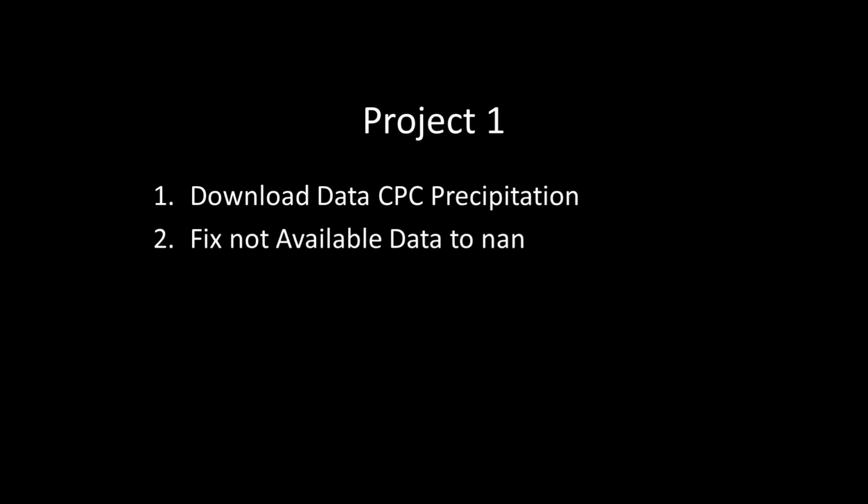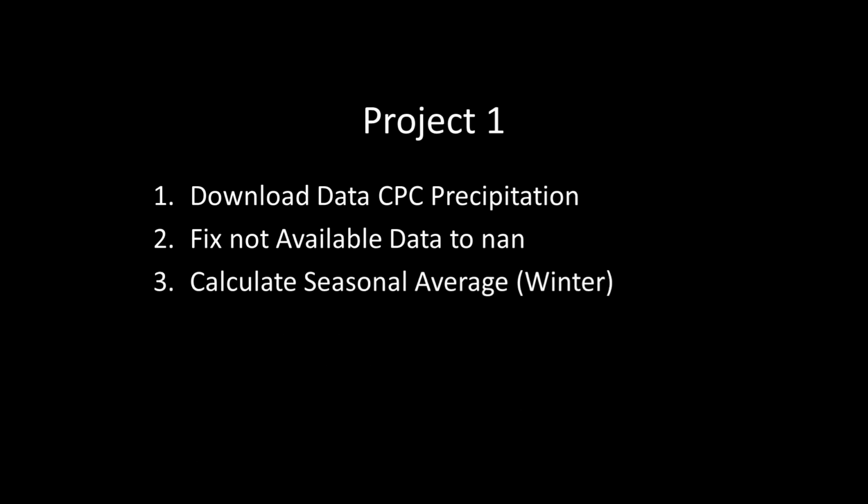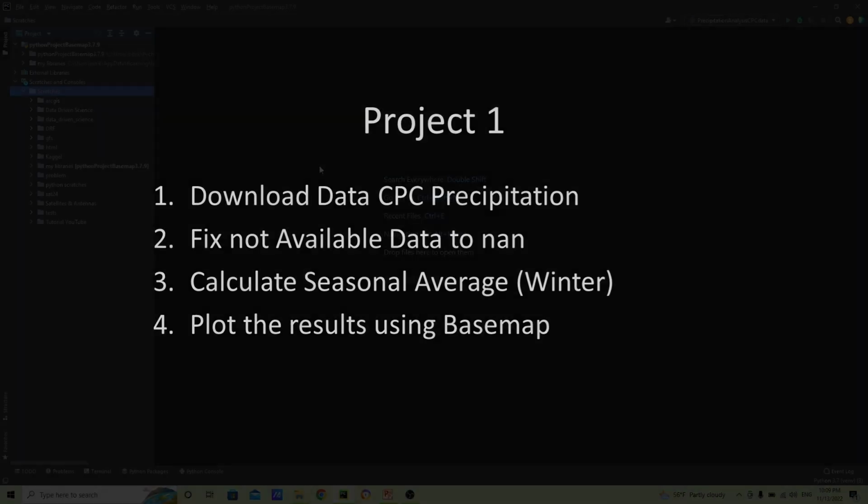In this tutorial, we will download our data, more precisely the CPC precipitation, and fix the not available data to none. I'll explain this in a bit. We will calculate the seasonal average. I'll show you for winter and I leave the rest to you. And finally, we will plot the result using the Basemap library. Without any hesitation, let's jump back to Python.